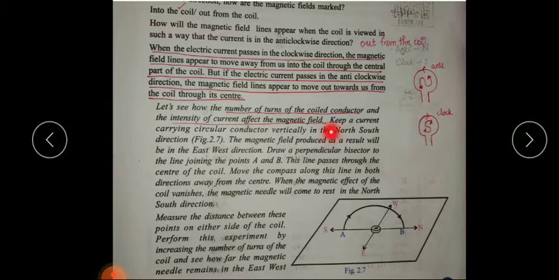For that, keep a current carrying circular conductor vertically in the north-south direction. The magnetic field produced as a result will be in the east-west direction. So here we have to keep the conductor in the north-south direction so that the magnetic field will be in the east-west direction.